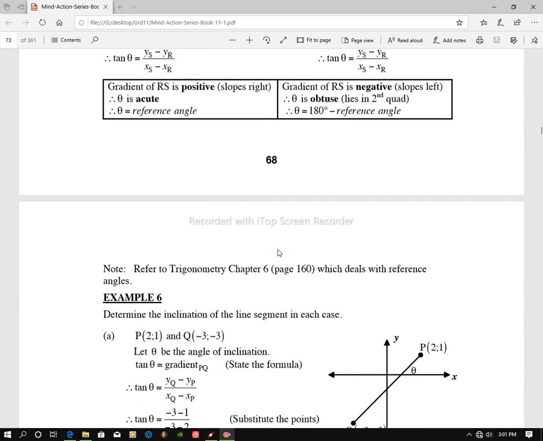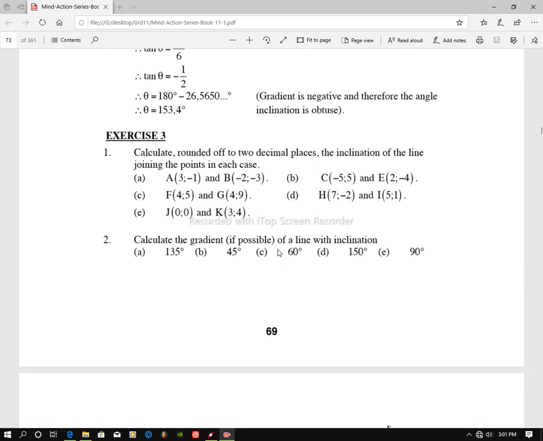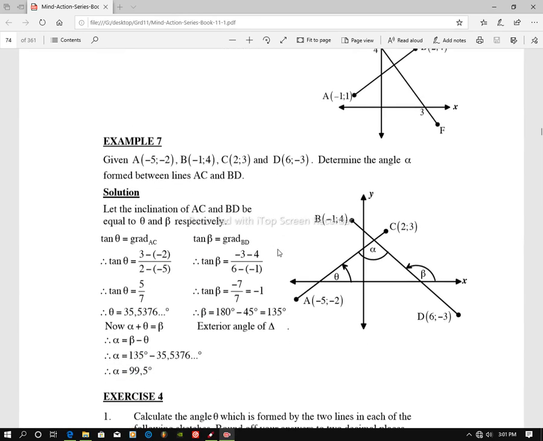So moving forward, let me see. Those are the examples of the angle of inclination.